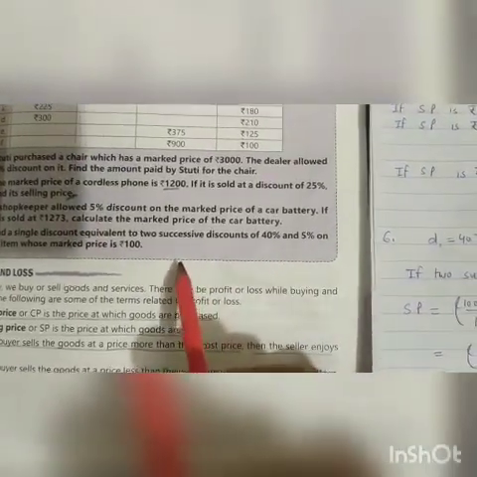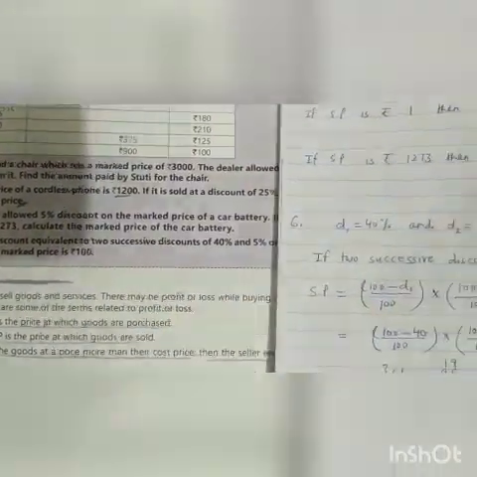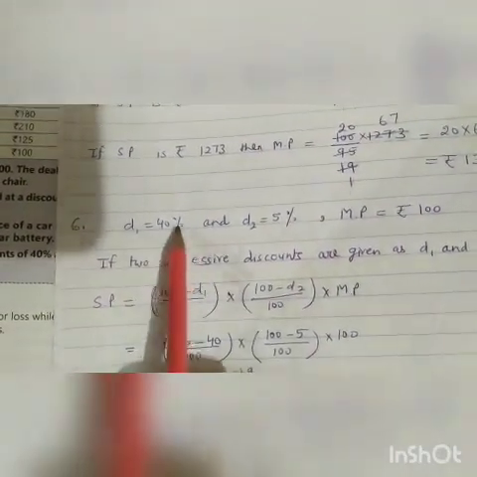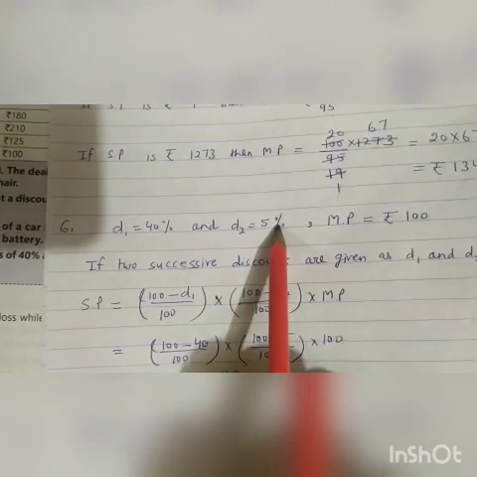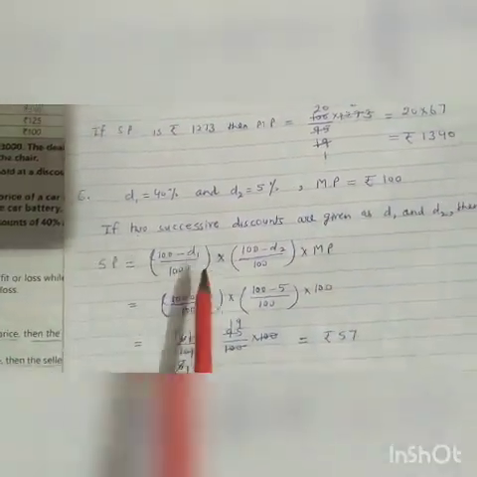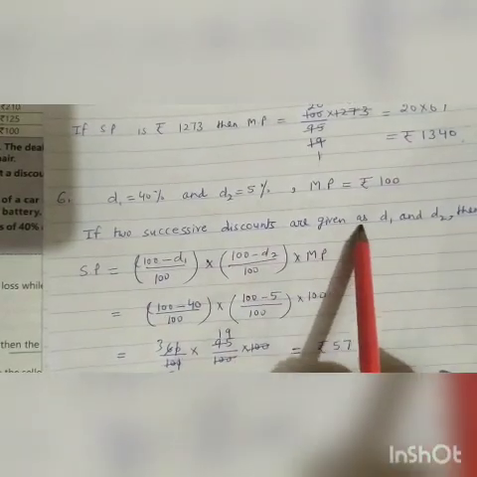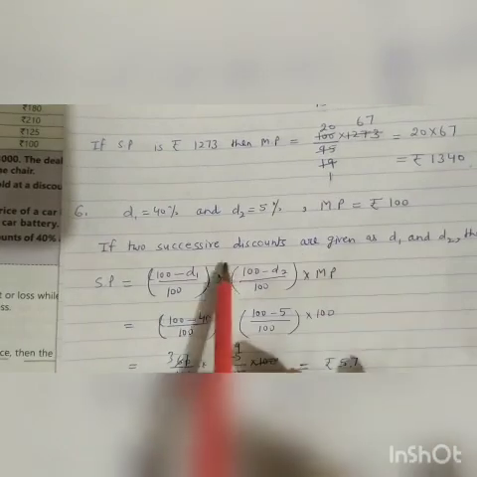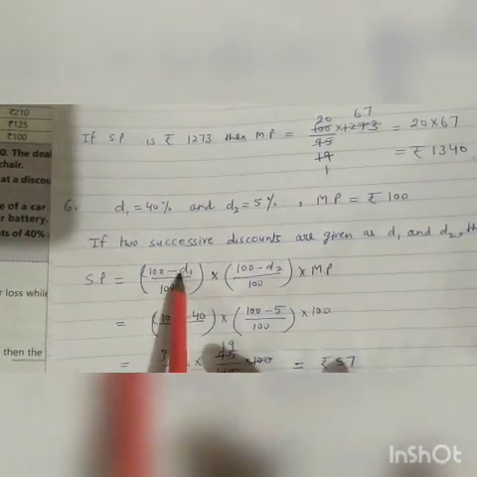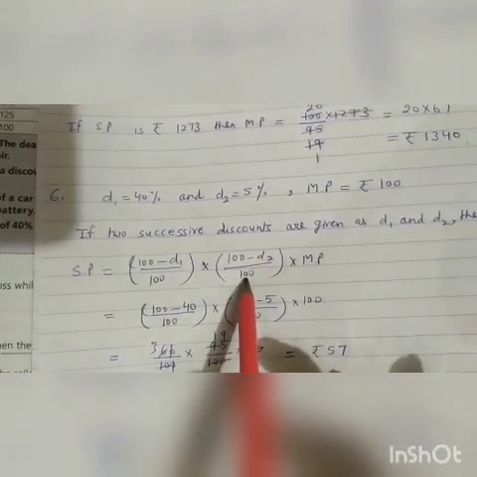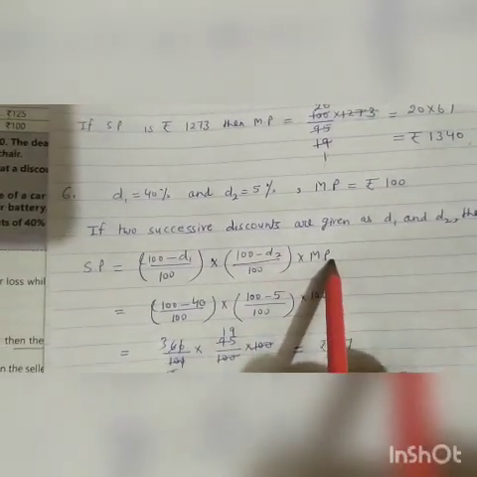In this type of questions, how do we solve it? See here. D1 is given 40% and D2 is given 5%. Marked price is given 100 rupees. If two successive discounts are given as D1 and D2, then selling price, this is the formula to find selling price: 100 minus D1 upon 100 into 100 minus D2 upon 100 into MP, marked price.